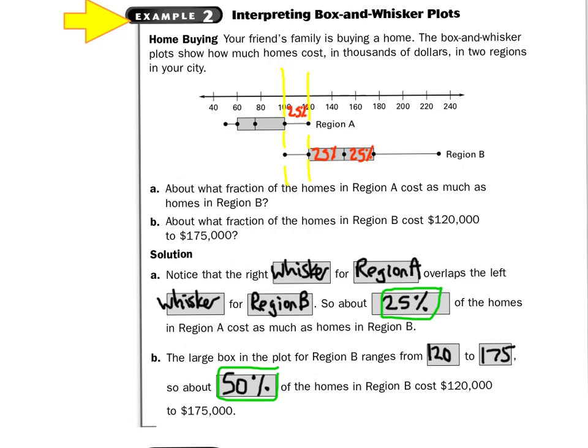So they're just saying how much of the data is in the box of region B. So how much is right here? Well, remember, between any two dots is 25%. So 25% and another 25% would make 50%. So 50% of the homes in region B are between 120,000 and 175,000.